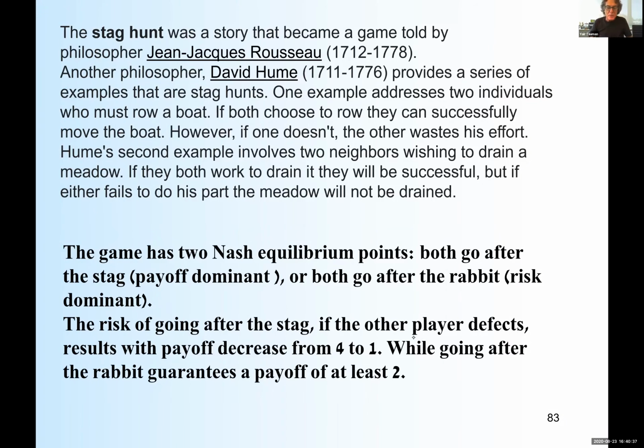So this is a famous game, and a lot of papers were written about variations of the stag hunt, some of them with differences of information and all kinds of things like this. But as I said before, the game has two Nash equilibrium points. Either both go after the stag. This is payoff dominant. Let's look.